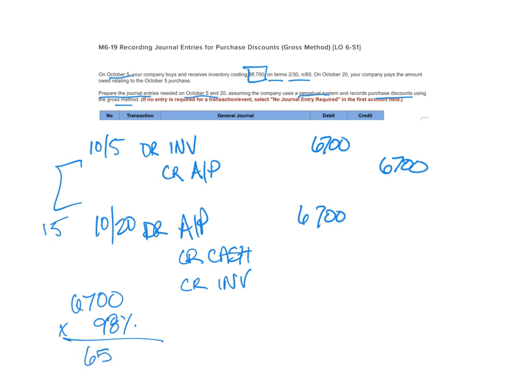It's going to give us 6,566. That is going to be the amount of cash that we pay. 6,566, and then the difference between these two, 6,700 and 6,566, is going to equal the amount of inventory that we reduce, and that is 134. The other way, obviously, that you could have done it is take 6,700 and multiply by 2%, and that would give you the amount of inventory, and then the difference there would be the amount of cash paid. Either way, you should get the same result.